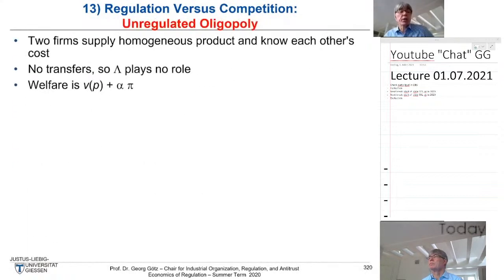Now, unregulated monopoly. How do we model that? And I think this is really nice how Armstrong and Sappington model this. They just look into the situation of duopoly and assume that there are two firms which supply a homogeneous product and they know each other's cost. So of course, under competition, we don't pay any transfers, so lambda plays no role. Welfare is V minus P, just the total consumer surplus, plus, of course, if we have an alpha which is positive, a weight on the firm's profits, we also have to account for the profit pie.